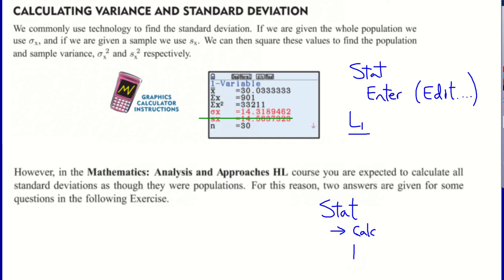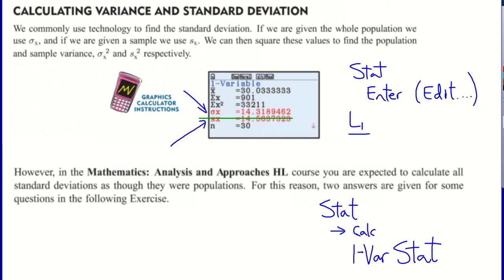And you would choose one variable statistics. When you do that, you'll see something that comes up like the image on the board, and it'll have sigma x and it'll have s sub x. I believe on your calculators the s is above the sigma, but don't quote me on that. S would be the standard deviation if you were working with a sample.